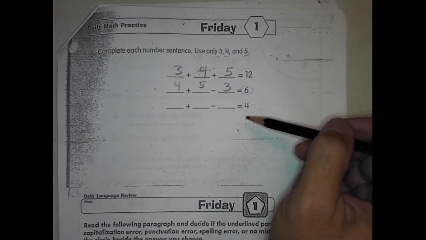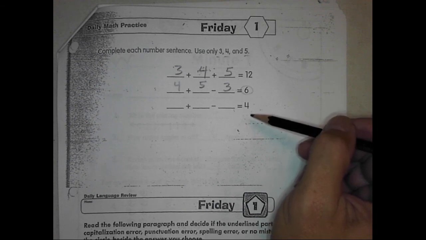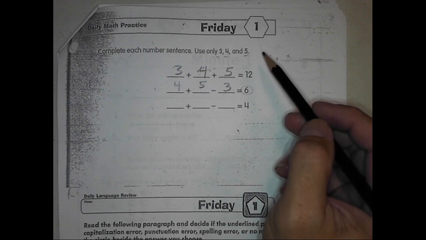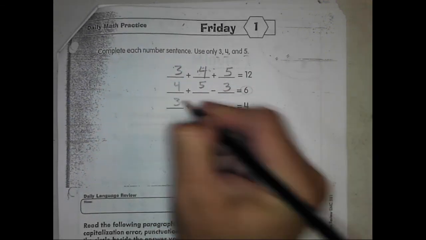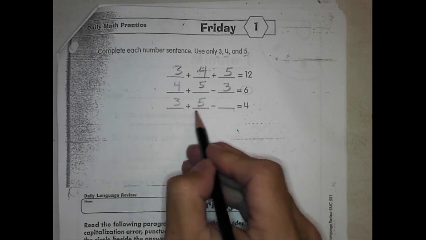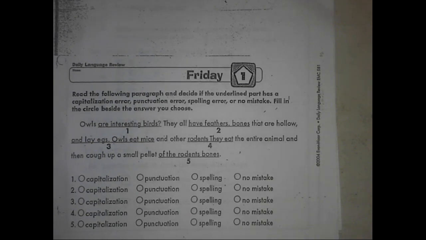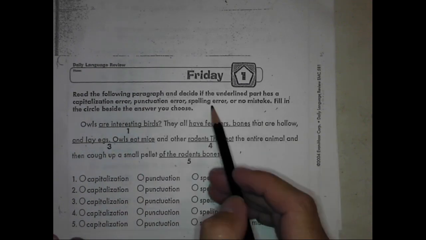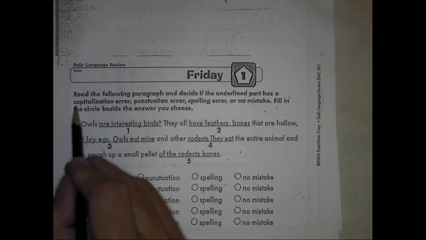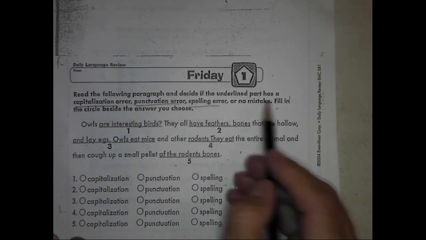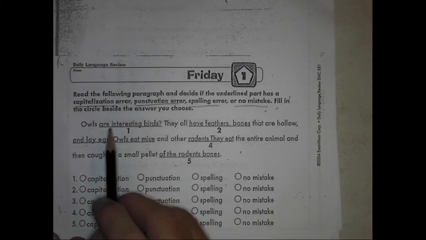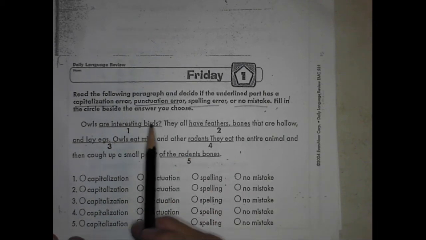And now I need to get to 4. What if we did, oh, here we go. 3 and 5, that's 8, minus 4 will give us 4. And then down here, read the paragraph. Describe if the underlined part has a capitalization error, a punctuation error, a spelling error, or no mistake.